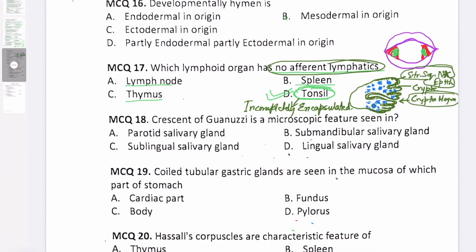Question number 18: Crescent of Gianuzzi is a microscopic feature seen in which gland: parotid salivary gland, submandibular salivary gland, sublingual salivary gland, or the lingual salivary glands? Now, to understand this, you need to know the histology of the large salivary glands, parotid, submandibular, sublingual. They are basically compound tubuloacinar glands.